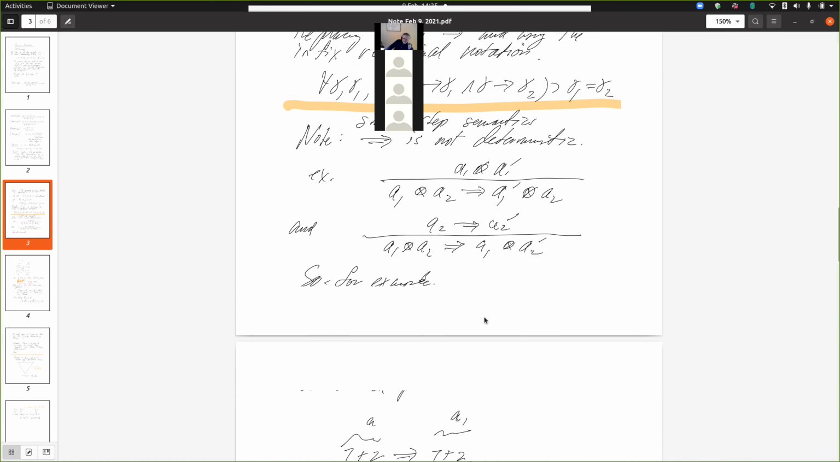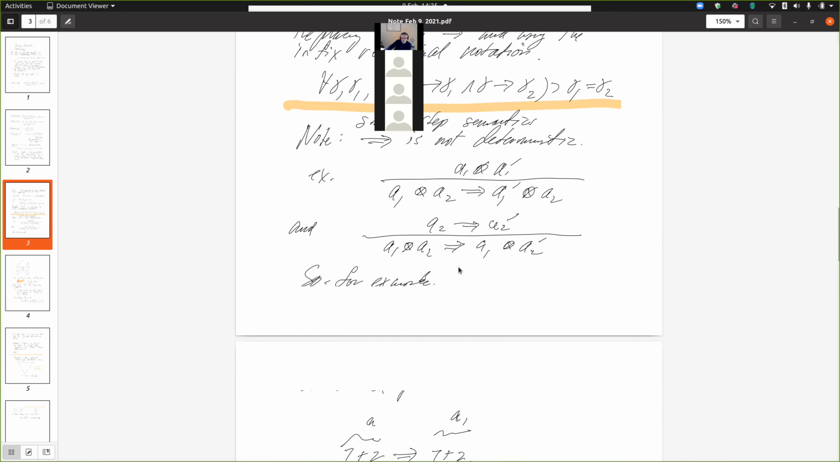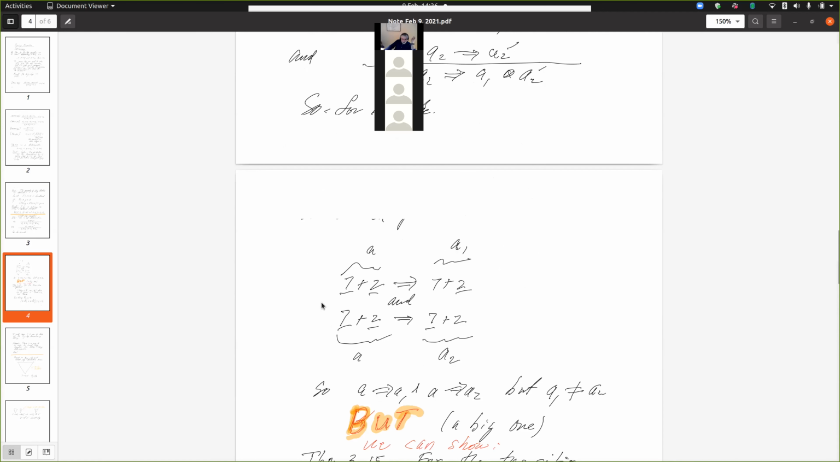So we end up with lots of different results that you can't get with the big step. The big step only goes one place. So clearly, just by looking at the rules, the small step semantics is not deterministic. Here's an example. The numeral 7 plus the numeral 2 goes to the integer 7 plus the numeral 2, or it also evaluates to the numeral 7 plus the integer 2.